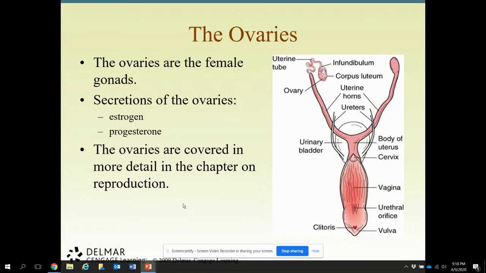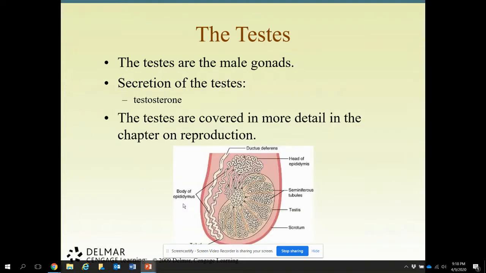Here are the ovaries again from our last lecture of the reproductive system. The female ovaries are the gonads, female gonads. They secrete estrogen and progesterone. Those are the 2 hormones that the ovaries secrete. Then you have the testes, the male gonads, and they secrete testosterone.